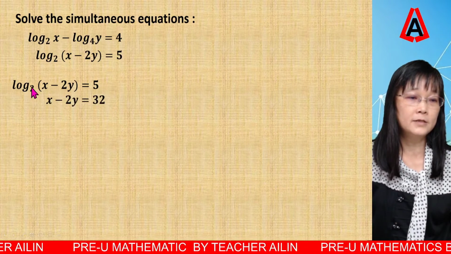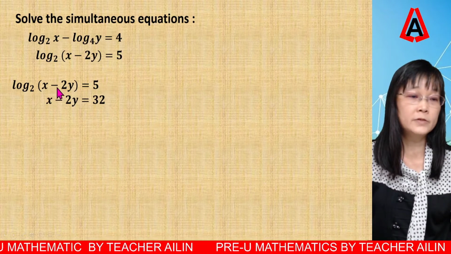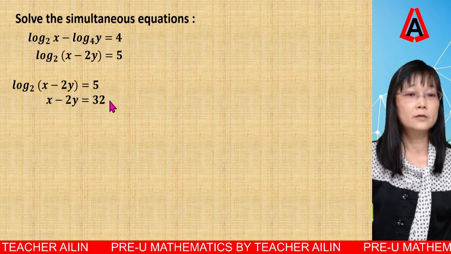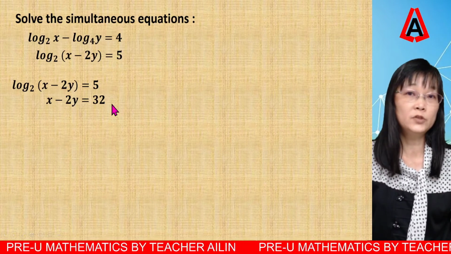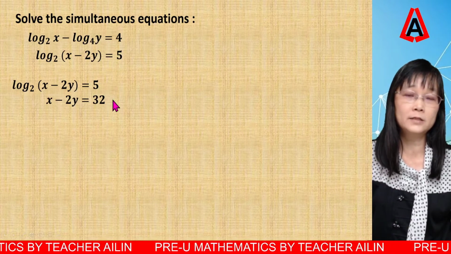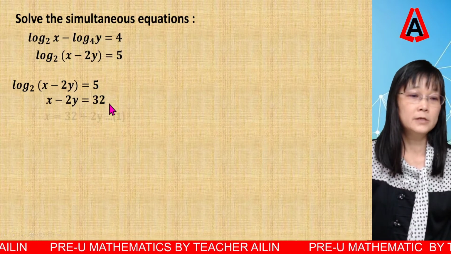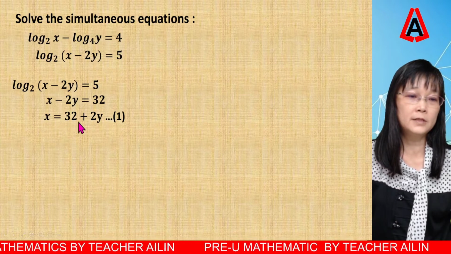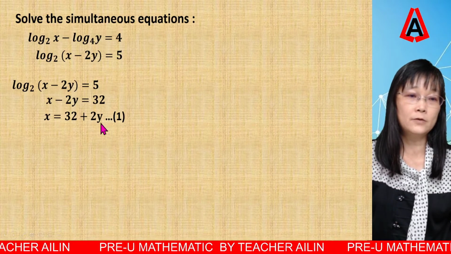That is, I shift the base 2 to the right hand side, becomes 2 to the power of 5, that is 32. And solving simultaneous equations, we must decide which term should be cancelled off first, either the x term or the y term. So now I decide to cancel off the x term, so I set x as the subject in terms of 32 plus 2y. So this is the first equation.